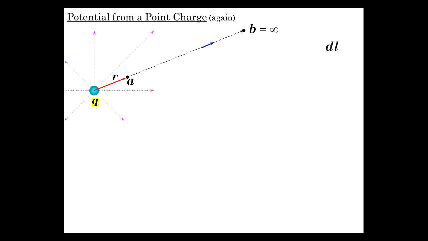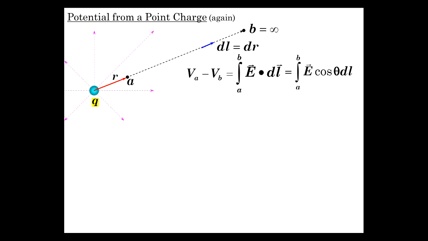And then from A to B, we have this path, and we have a little dl here. We'll call that dr. Don't have to worry about it because it's all in line here. So VA minus VB, the potential at A with respect to the potential at B, which is at infinity, is the integral from A to B of E dot dl, which is E cosine of theta dl, and cosine of theta is always 1, so that's nice. So VR minus 0. And 0, of course, because VB is 0. The radius is infinite out there. Integral from R to infinity of E dr.